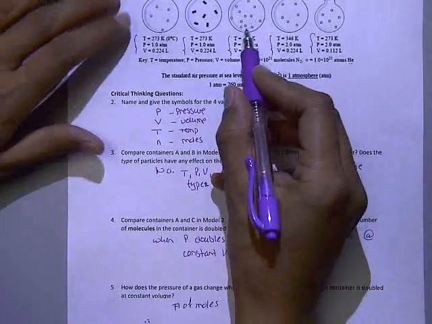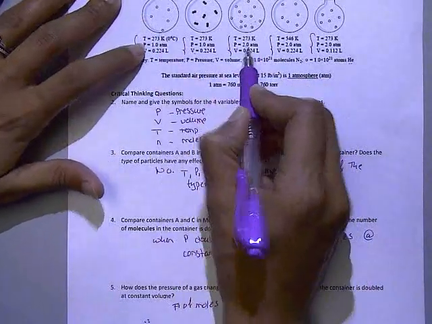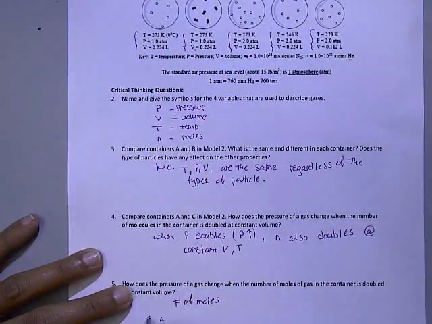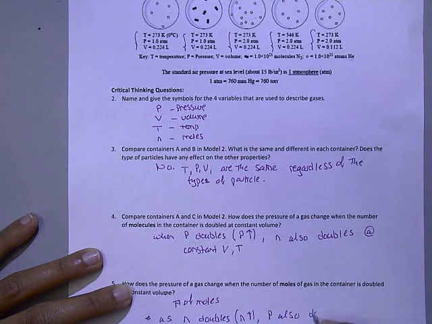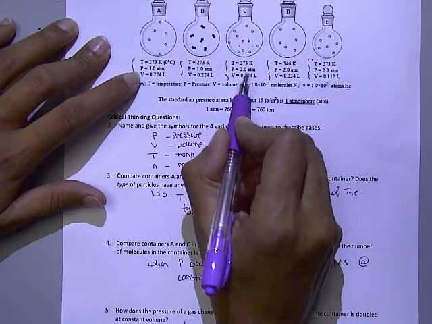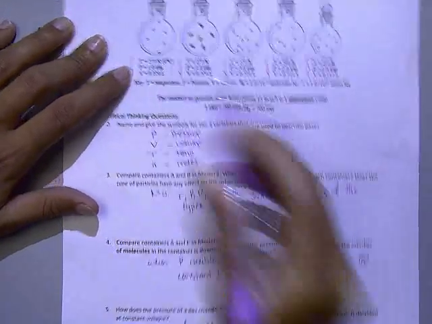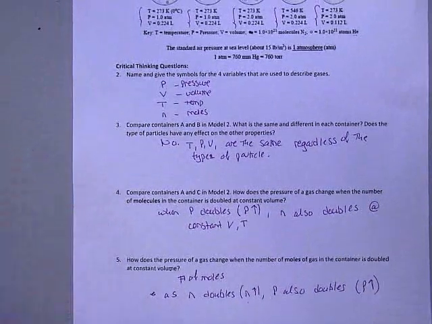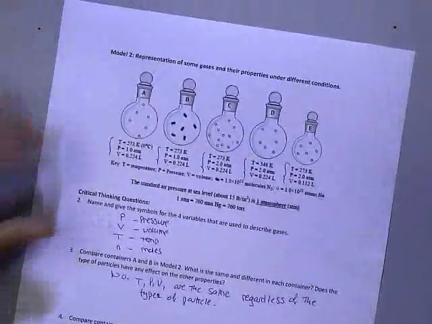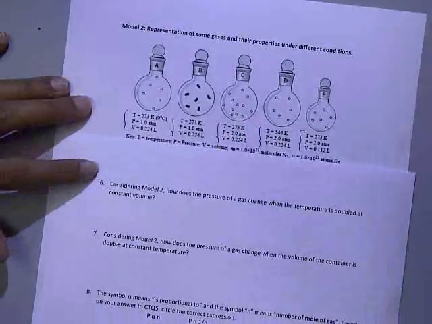Okay, so if here our number of moles doubles, or if we take a look at our pressure, so as N doubles, and we can actually make this general, as N increases, P, or pressure, also doubles. And we see that here. As N doubles, your P doubles, right? So we can say that as N increases, your P increases as well.